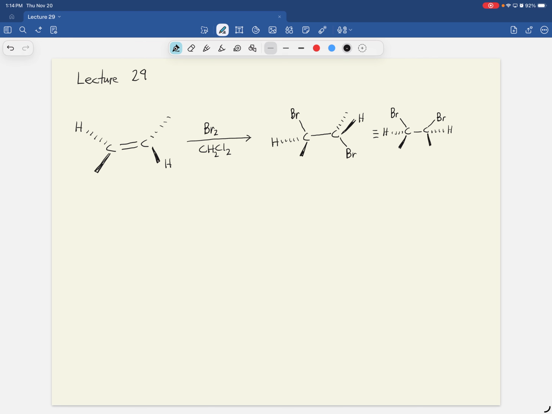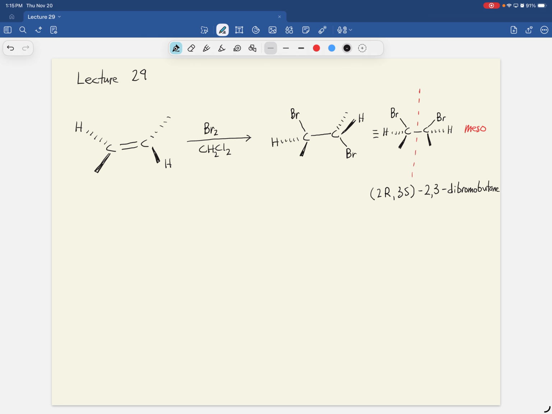All right. And like we said before, this has a what? Yes, a mirror point of symmetry. So this is meso. It has chiral centers, but it's achiral because it has a point of symmetry. 2,3-dibromobutane. Okay, are there any questions on that example?